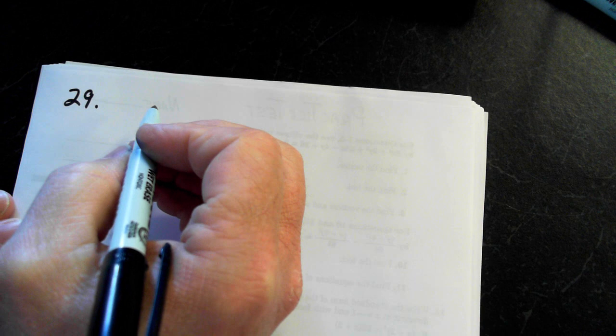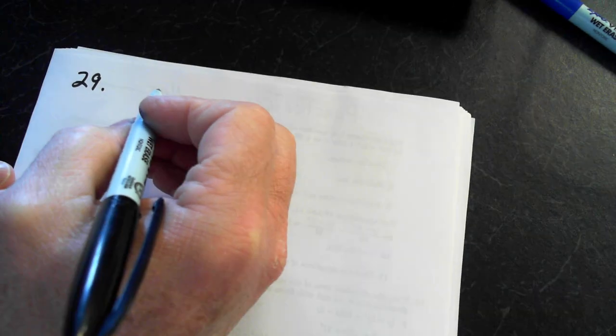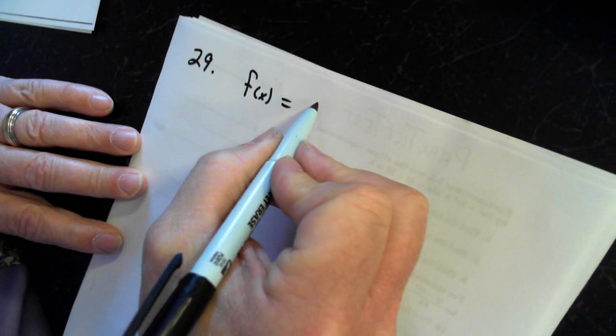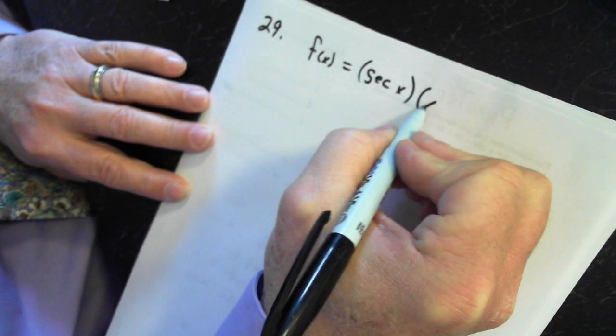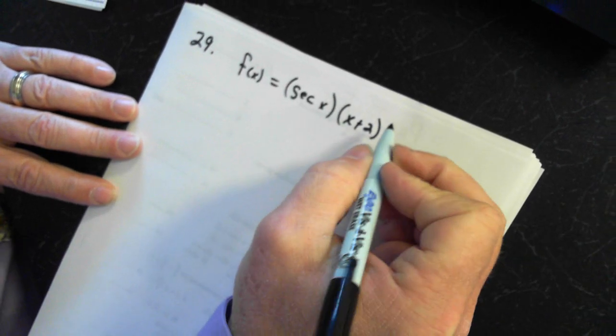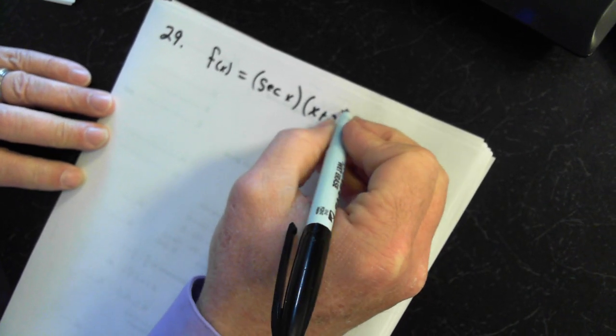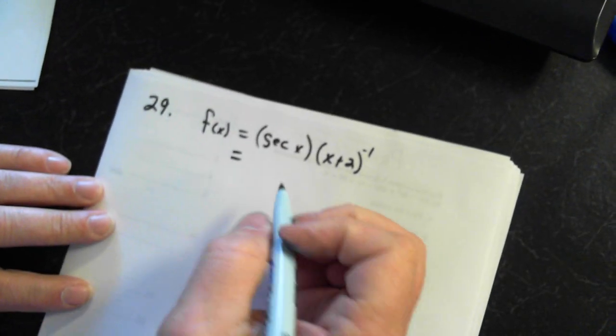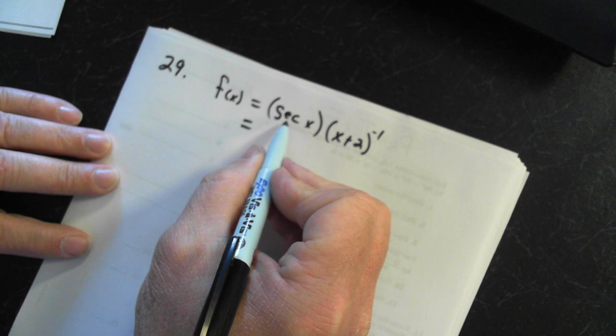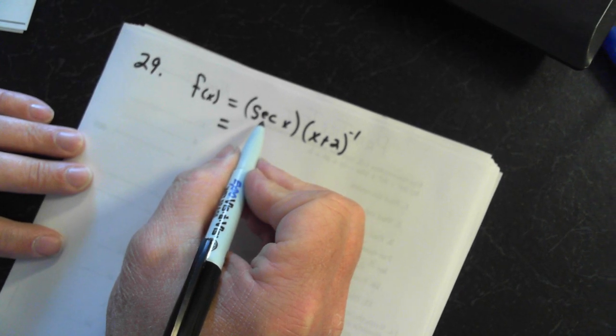29. The curve y equals secant x over x plus 2 passes through the point 0, 1/2. Find the equation of the tangent line. I think we want to do a derivative here, kids. You know how I like to just not use the quotient formula. I like to just use the product rule. This is the derivative of secant, tan.